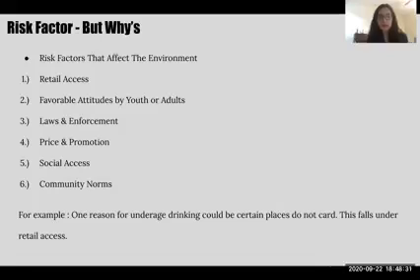Social access is, do you have an older brother that gets alcohol for you? Do you have adults within your household that get alcohol for you? That's social access. Community norms, is it normal in your community to be seen smoking? Is it no one's going to say anything to you if you are? So an example would be one reason for underage drinking can be places that do not card. This would fall under retail access.